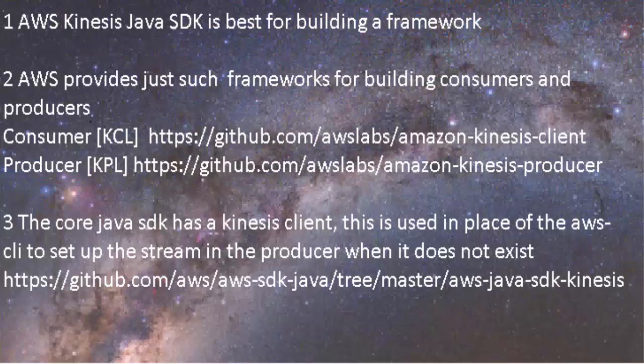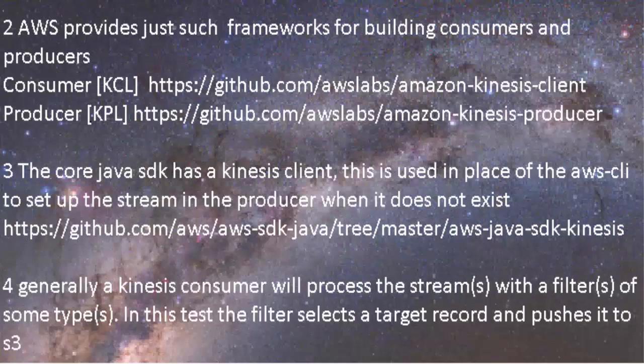For clarity, we have a consumer library, we have a producer library, and we have this core SDK. We'll call that a client. It's neither a producer nor a consumer. It's just something we can call to access the raw Kinesis framework when we want to do something like create a stream. Generally, when we build a Kinesis consumer, it will filter the Kinesis stream that it's wired into, and that will be based on some condition in the data. In this test, we have a filter which selects a particular type of target record and pushes it to S3.